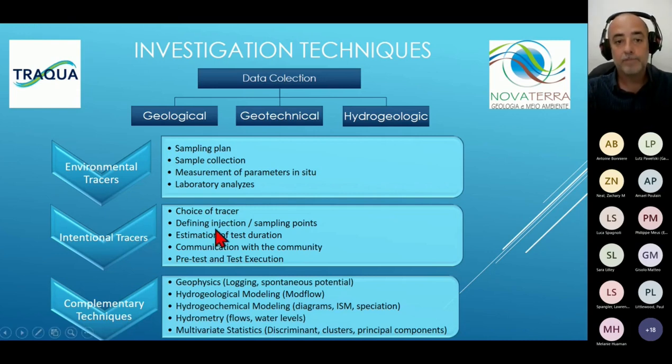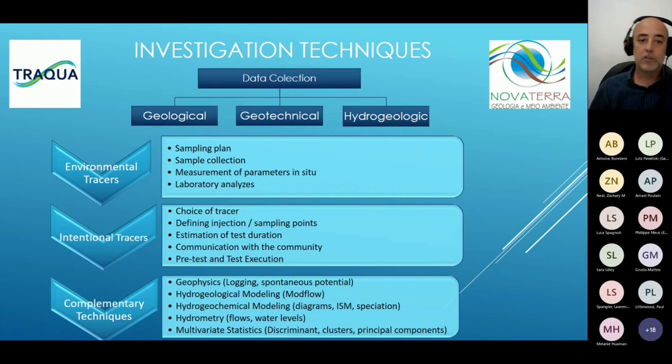We define the injection and sampling points. We have an estimation of test duration. It is important to communicate with the community and execute the test.